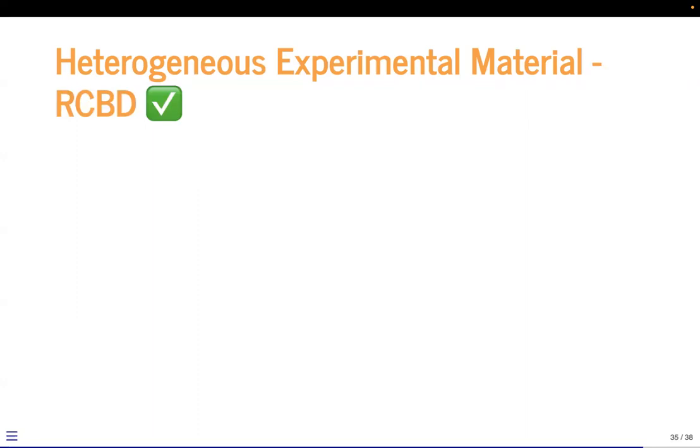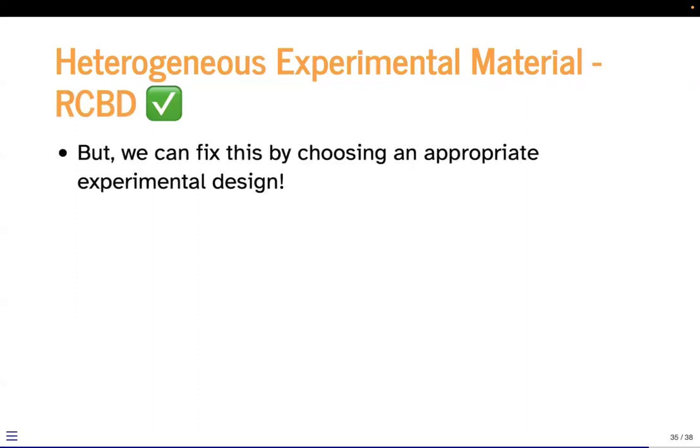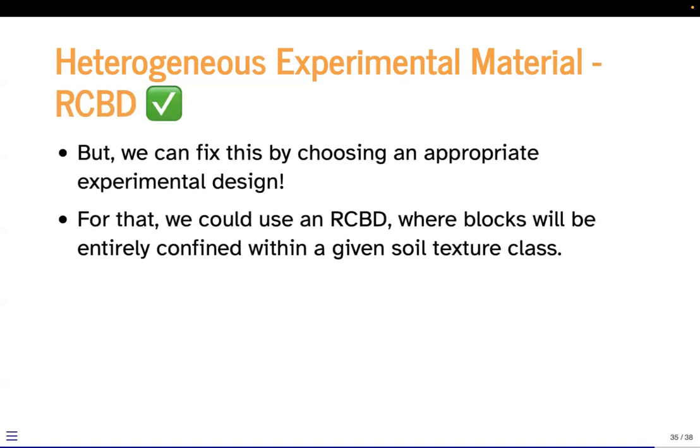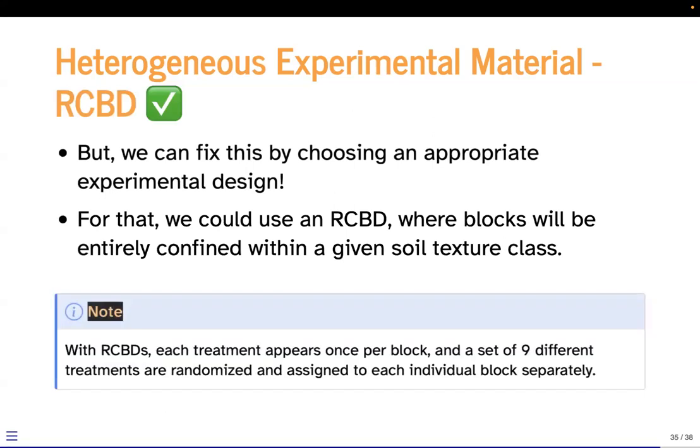However, there is a solution for that, right? So randomized complete block design would be the experimental design that we could use here to overcome that issue. So what we would do then is have blocks that would be completely confined within each one of those soil types in our field.